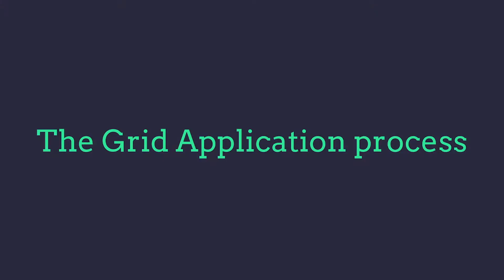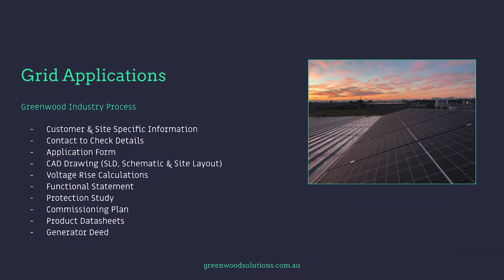This week's presentation is on the grid application process. The reason why grid apps are required is that you're asking permission to put a commercial solar system on to an existing infrastructure owned by the distributor. This is not an agreement with the retailer, with the customer's retailer. It is an agreement with the actual distributor. So there's certain things that you need to get dead right.